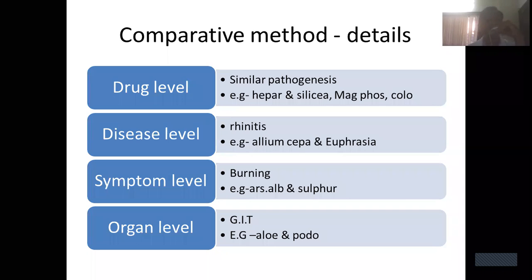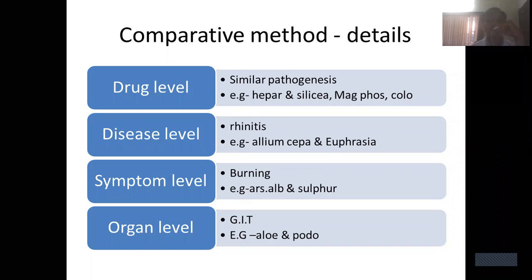The next level is the disease level. Disease level means we are going to compare two drugs at the level of a certain disease. Now, rhinitis is a disease. I will explain what this disease is. Rhinitis means inflammation and infection of the nasal mucous membrane by certain kinds of pathological organisms. It may be bacteria, it may be virus.